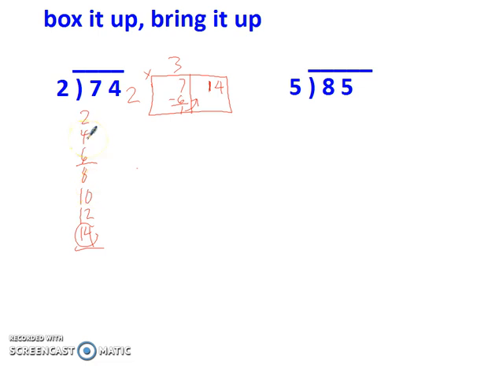1, 2, 3, 4, 5, 6, 7 of them. 7 times 2 is 14. Subtract, and there should be nothing left today. So 74 divided by 2 equals 37. Let's try it with 85.